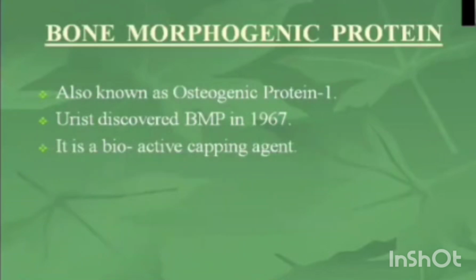Bone morphogenic protein. It is also called as osteogenic protein 1. Urist had discovered them in 1967. It is a bioactive capping agent.